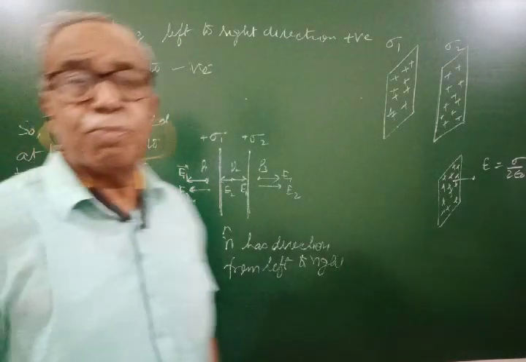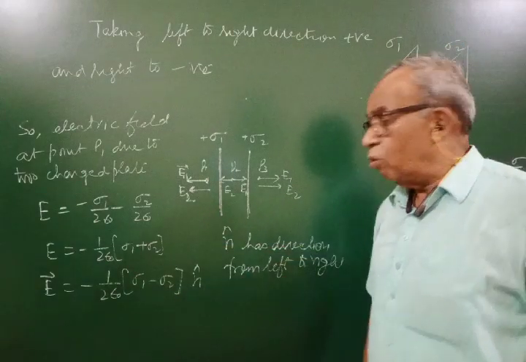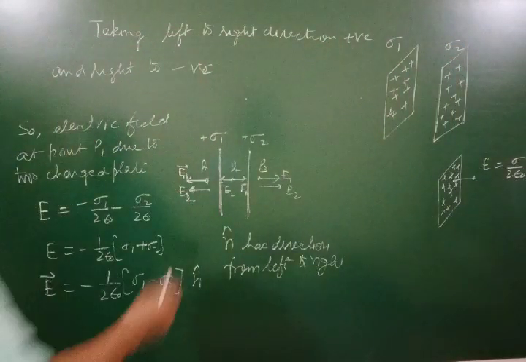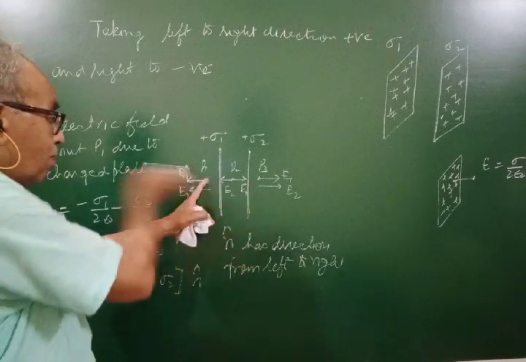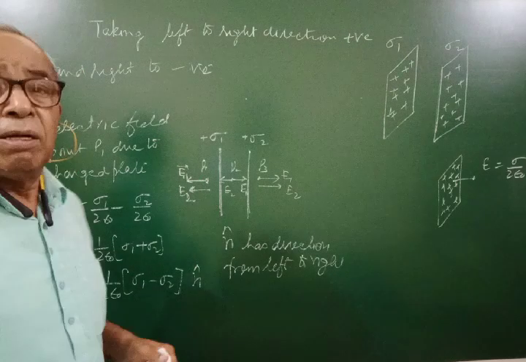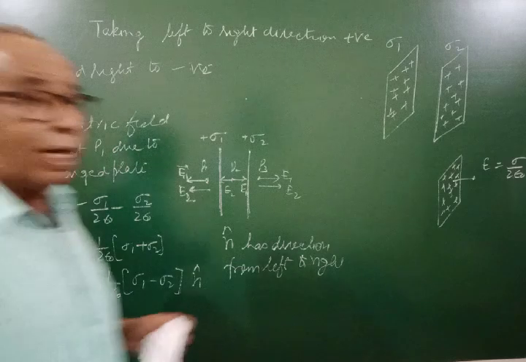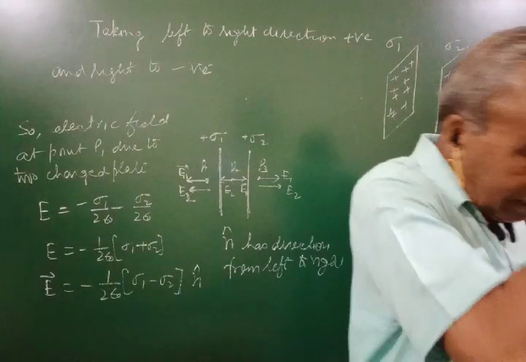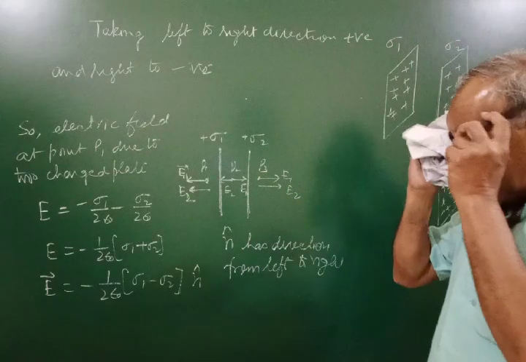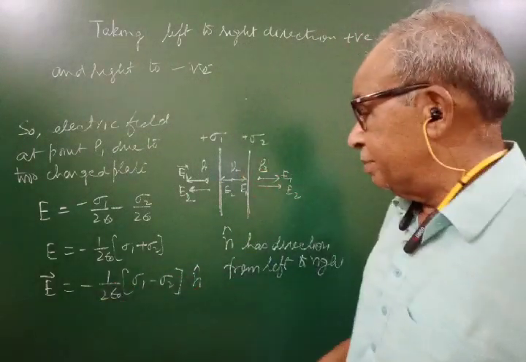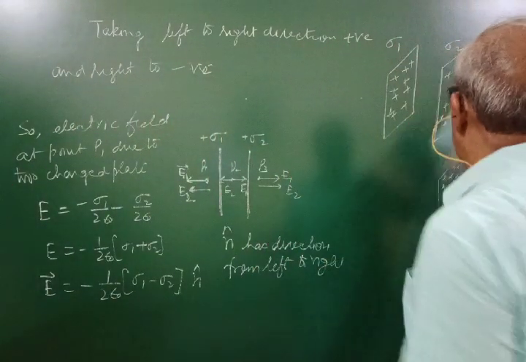Students get confused, sir. The charge is positive, so why did the electric field become negative? Because the electric field direction is the direction of force on a positive charge. This positive charge is repelled from right to left, isn't it? And here also right to left, so there are two directions. Our convention is this: taking left to right as positive, right to left as negative. Due to this convention, we have a minus sign, or the minus sign indicates that the field is from right to left.